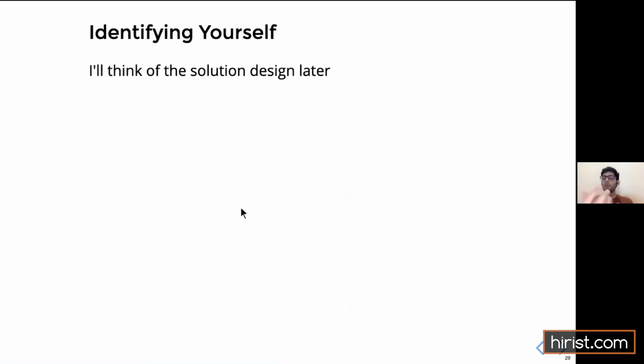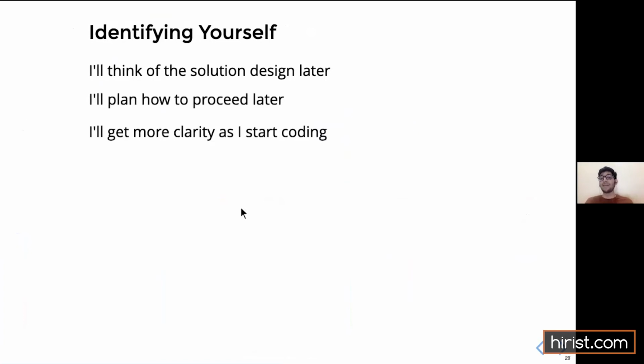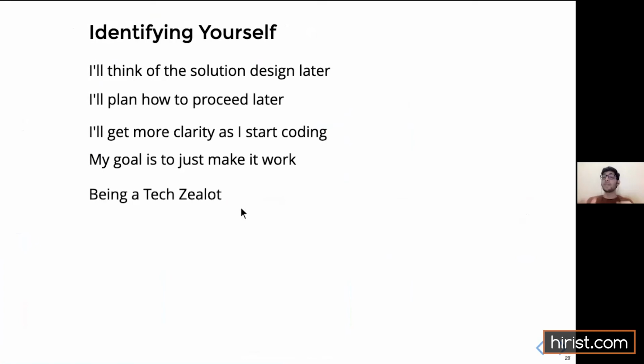Some of the things that you can use to identify yourself: I'll think of the solution design later. I'll plan how to proceed later. I'll get more clarity as I start coding, right? These are some of the things that you say to yourself when you are in the programming mindset, right? My goal is just to make sure that it works. Being a tech zealot, like saying, okay, no, I will just be using Java or C++ or JavaScript. I'll document it later, right?